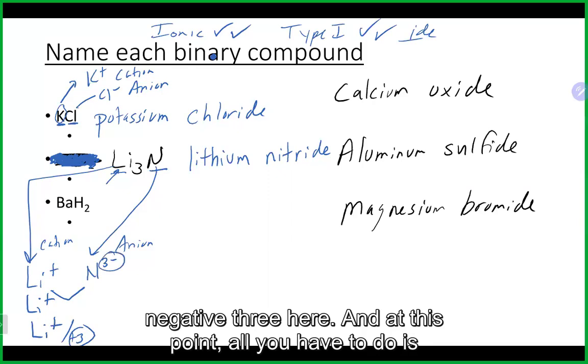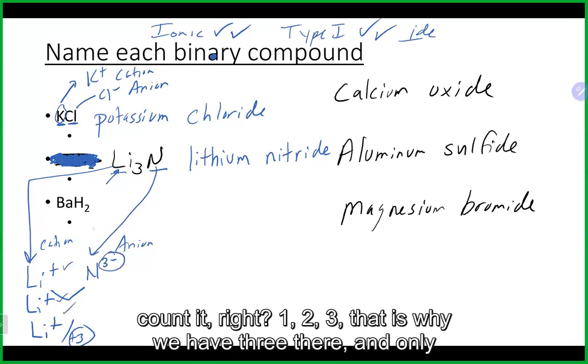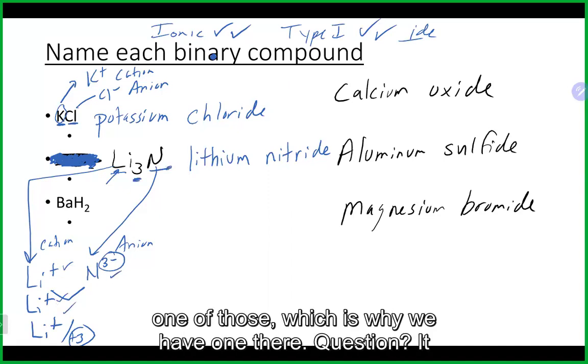And at this point, all you have to do is count it, right? 1, 2, 3. That is why we have 3 there and only one of those, which is why we have 1 there. Question?